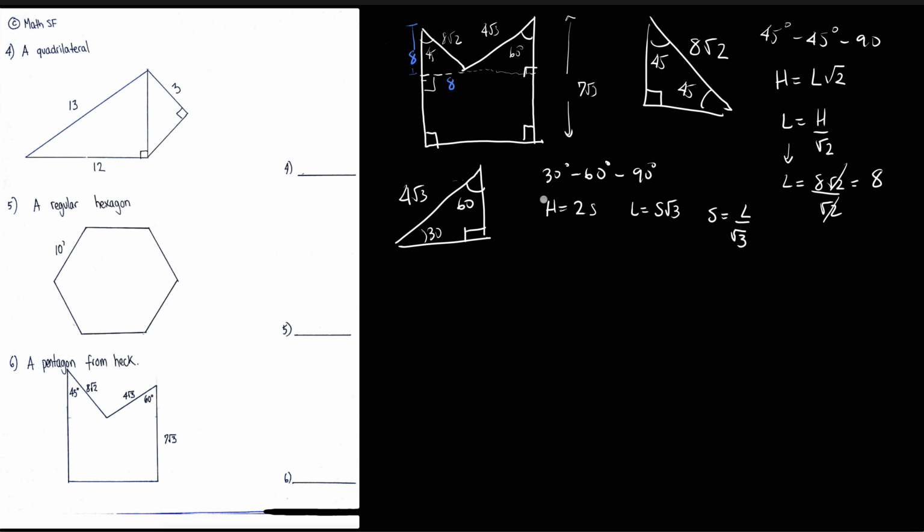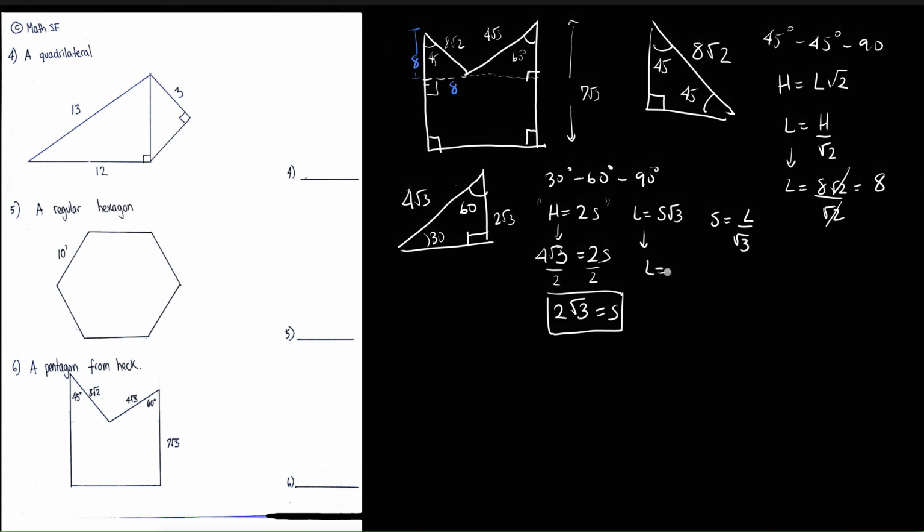Well, I believe I only have the hypotenuse, so I might work with this guy here. So h is actually 4 root 3, right, equal to 2s. Well, if I divide each side by 2, I will get 2 root 3 equals s. Also, I have the short side now. The short side is going to be here, which is 2 root 3. And then the long side, so if I use this, L equals s root 3, where s is pretty much what we just found, 2 root 3.